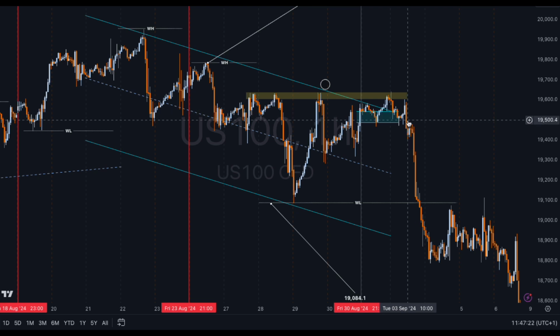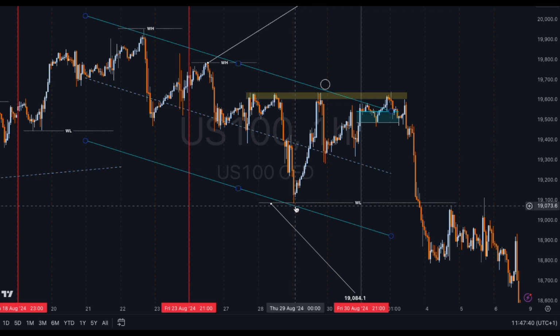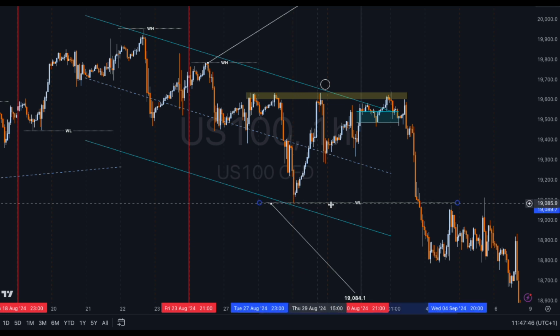So if you FOMO'd in when you saw price close below the FVG level, which was this over here, okay, then kudos to you. It's not recommended, but kudos to you. You got it nice and early at a discounted price, right? So price flew all the way down, took out the previous week's low, which was 19084.1. That's this level right here, right? Then it came back into it again.